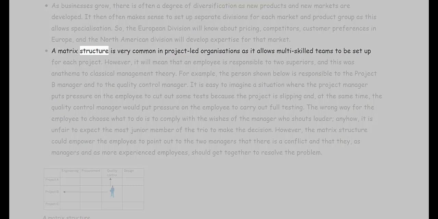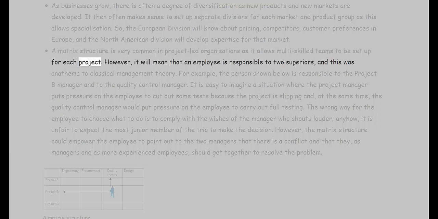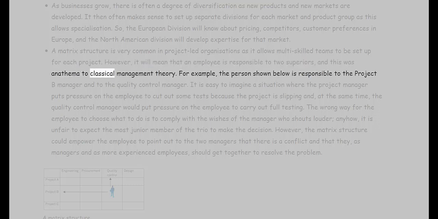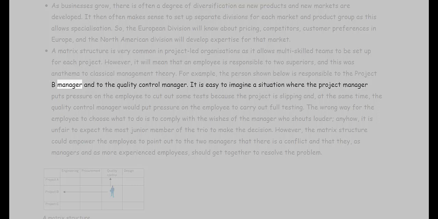A matrix structure is very common in project-led organizations as it allows multi-skilled teams to be set up for each project. However, it will mean that an employee is responsible to two superiors, and this was anathema to classical management theory. For example, the person shown below is responsible to the Project B manager and to the Quality Control manager.